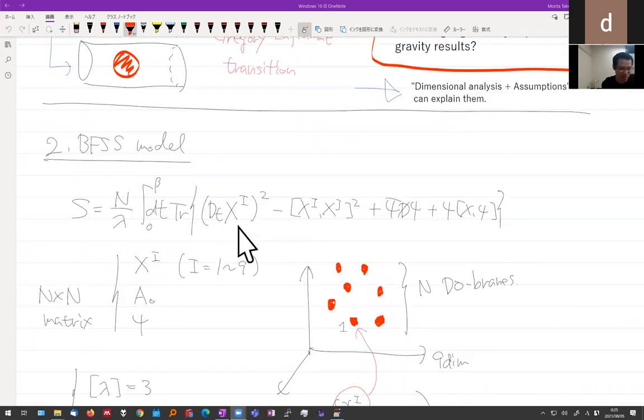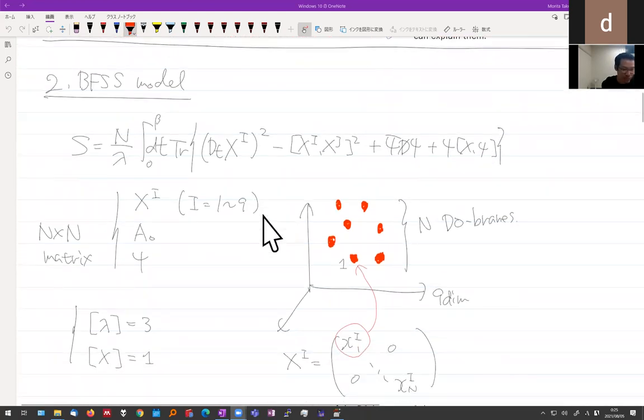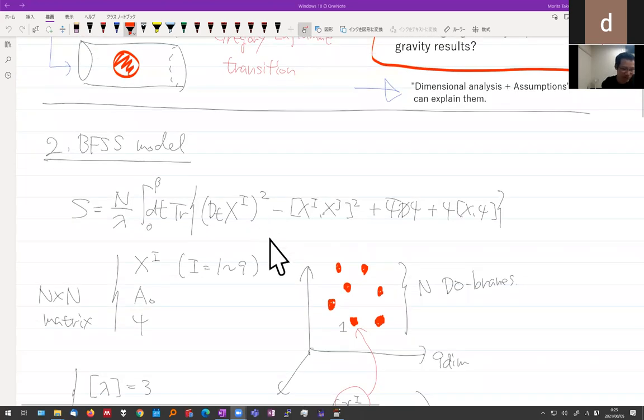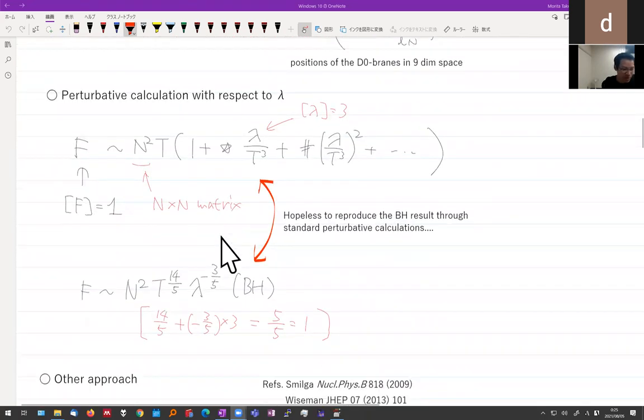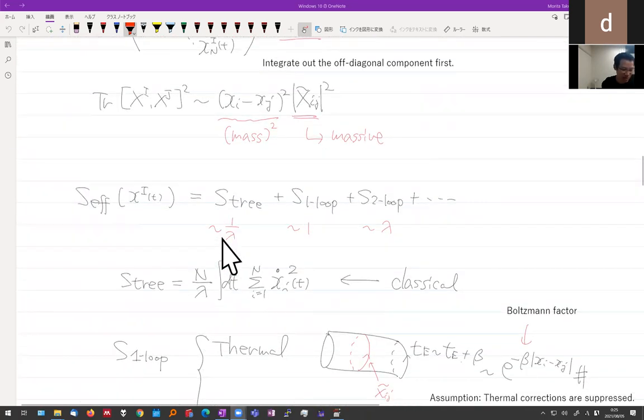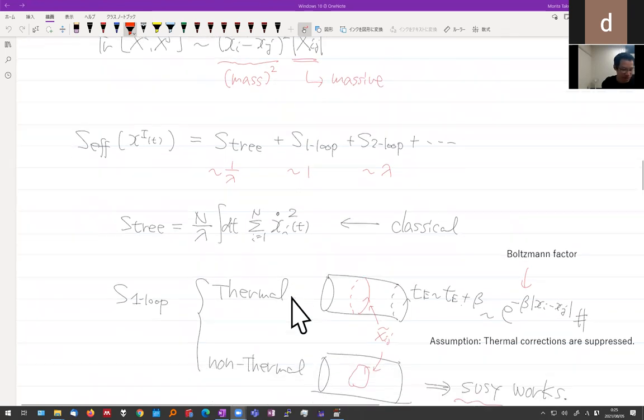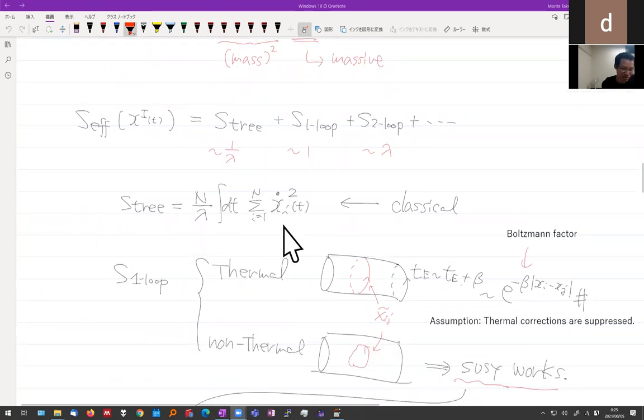And if we insert that diagonal form, this part disappears since this is a commutator square. So there's no potential for the diagonal component. And here for simplicity, we just ignore these fermions. And then from the tree part, we only have this term. Okay, so this is this part. And so we have n diagonal components, so we have n such terms.